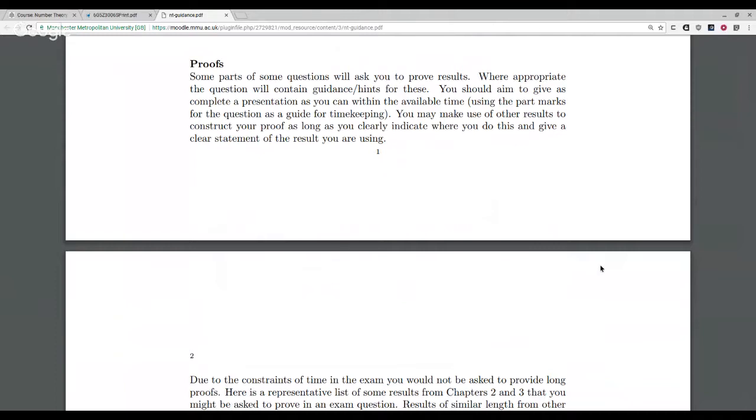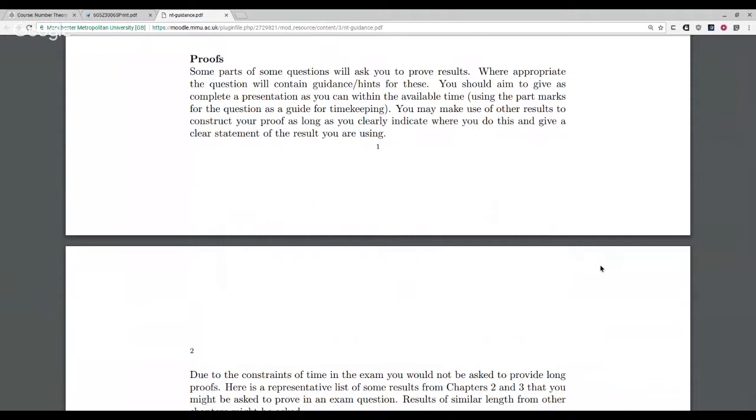Give as complete a presentation as you can. You can use the part marks on the questions for guidance for timekeeping. I'm sure you're well practiced at this. I like to use a rule of thumb: you have to do 5 questions, and they're all worth 20 marks. So I suggest setting aside half an hour for each question. Those 5 half hours make 2.5 hours, which still leaves you an extra half an hour for tidying up, spending longer on certain bits, going back and checking things and so on.